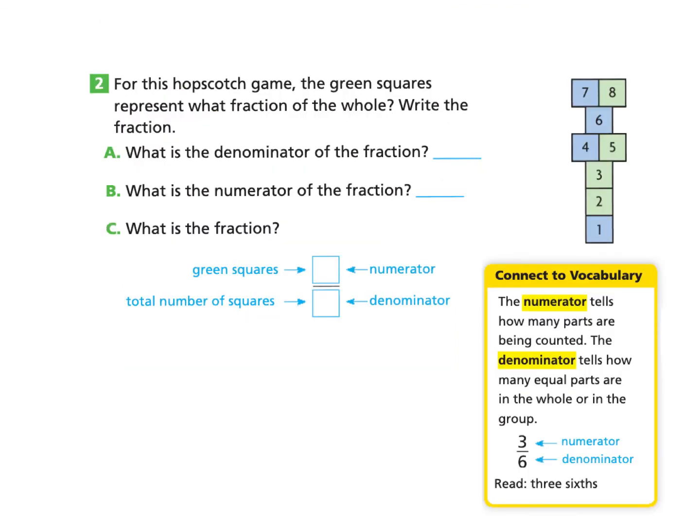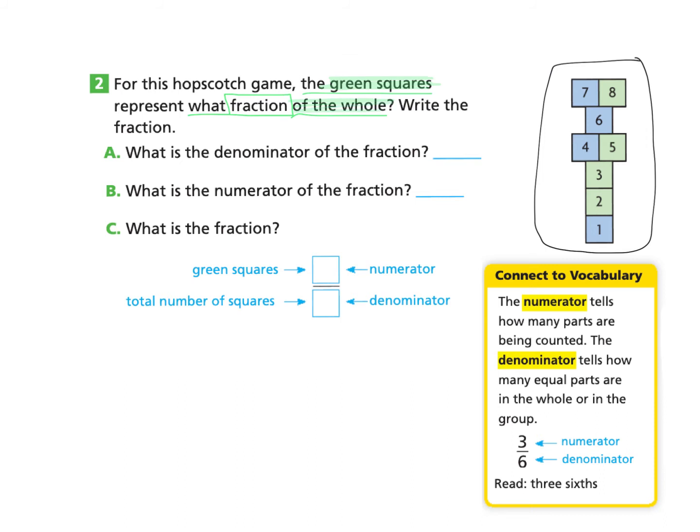Now let's take a look at part 2. For this hopscotch game, the green squares represent what fraction of the whole? Write the fraction. Again, if you would like to try this on your own, you may pause and come back or just follow along with me. So we are taking a look at this hopscotch that's provided. We are looking for the amount of green squares as a fraction of the whole. So we need to write that fraction.